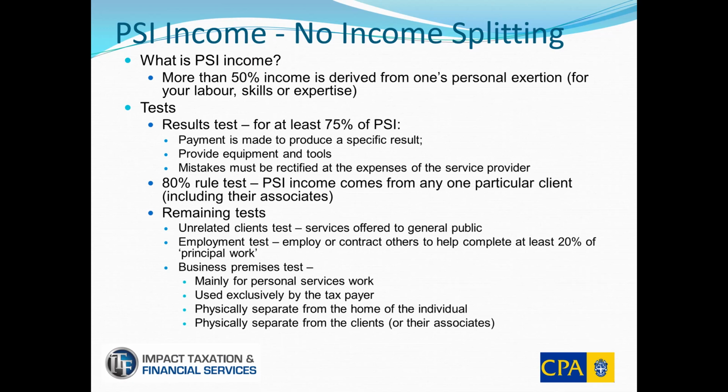So you need to make sure you can pass the test first before you decide, okay, I want to choose a certain business structure. Because if you can't pass this test, you can choose any business structure, and it doesn't change the fact that you still have to pay your own individual marginal tax on any PSI income, personal services income. It is not related to the business structure. It's related to how you are receiving your income. This is very important before you choose a business structure.